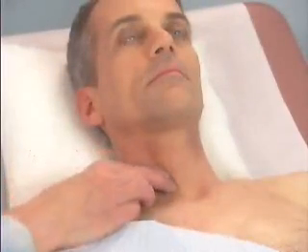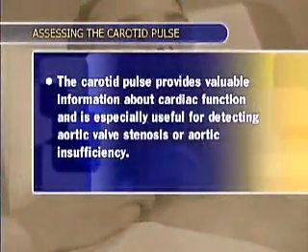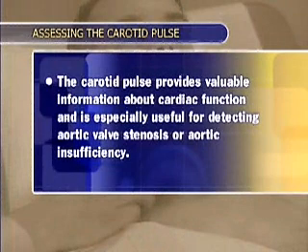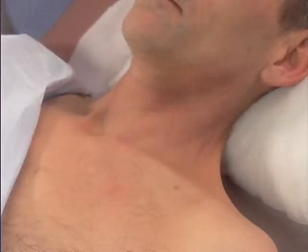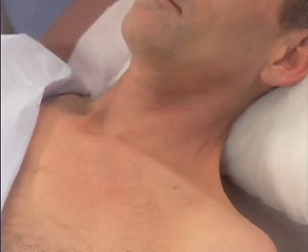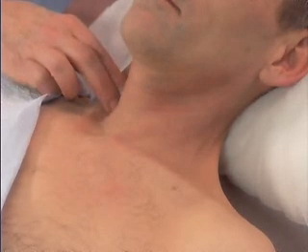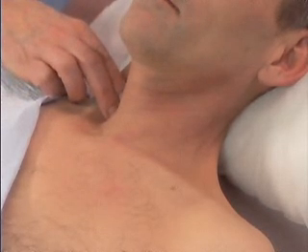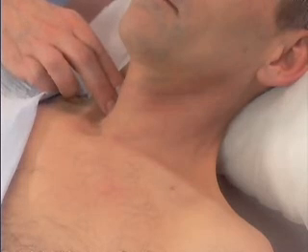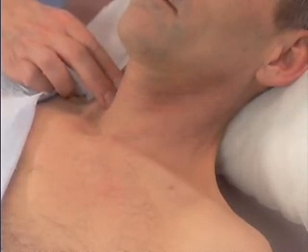Next, assess the carotid pulse. The carotid pulse provides valuable information about cardiac function and is especially useful for detecting aortic valve stenosis or aortic insufficiency. Your assessment will include both palpation to assess the amplitude and contour of the carotid upstroke, and auscultation for the presence or absence of overlying bruits.